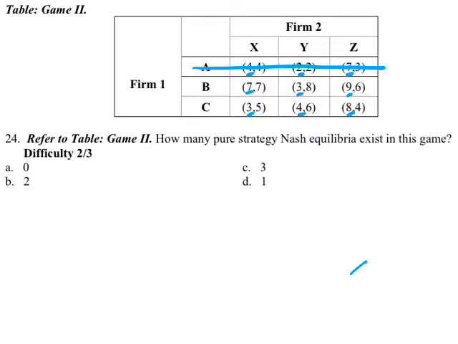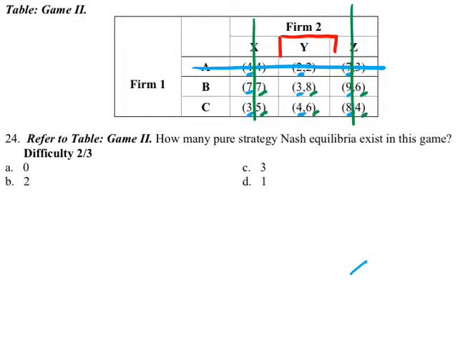Let's turn to firm 2. By playing X, firm 2 gets 7, 5. By playing Y, it gets 8, 6, which is better. X will never be played. If it played D, it gets 6 and 4, which is dominated by Y. So we are sure that firm 2 is going to play Y.